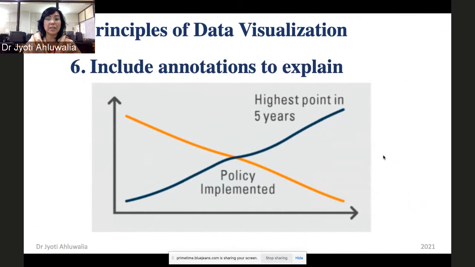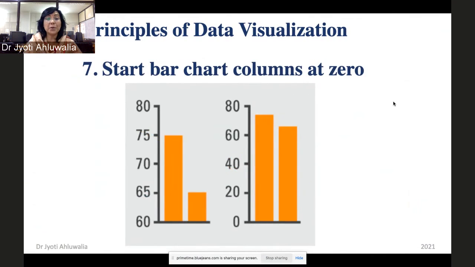Again, annotation is very important. What you are trying to say in the graph should be clearly visible and explained. The seventh point that we see is about bar charts. A very, very important point. Whenever we make a bar chart, which is a very popular chart type of visualization tool, we should start from zero. If you look at these two figures, it looks like there's a huge gap between these two segments or categories.